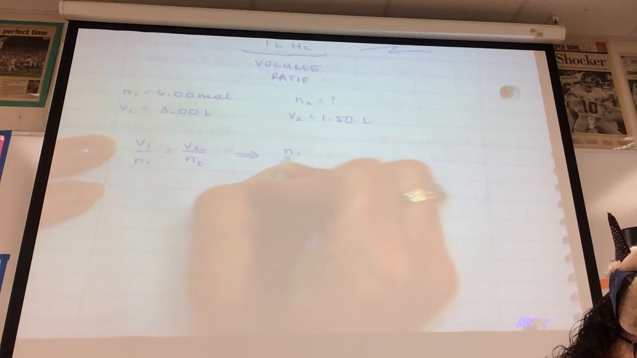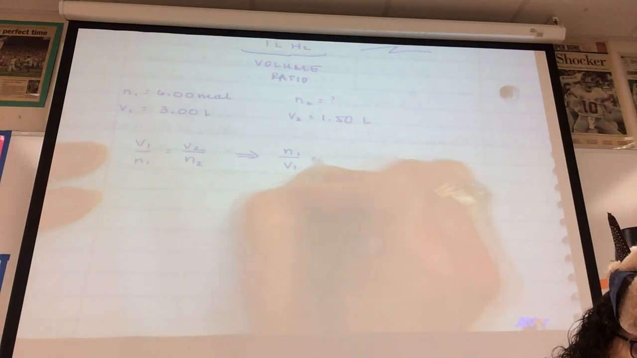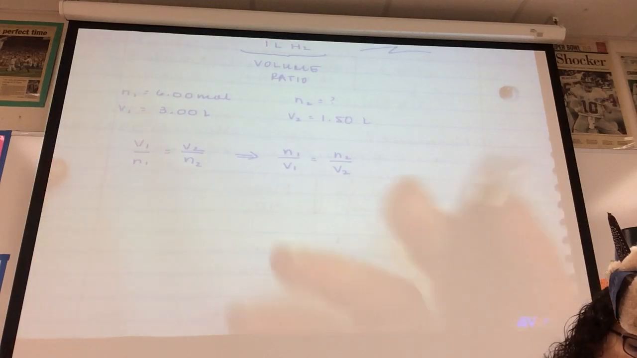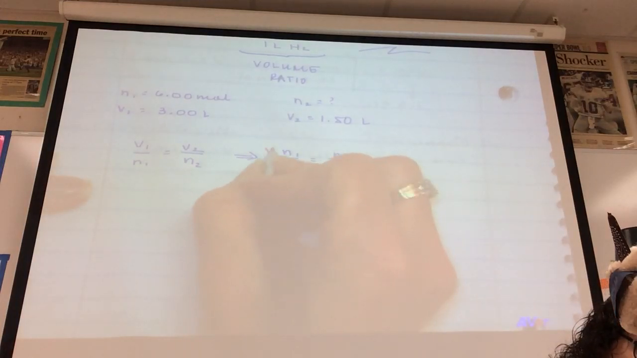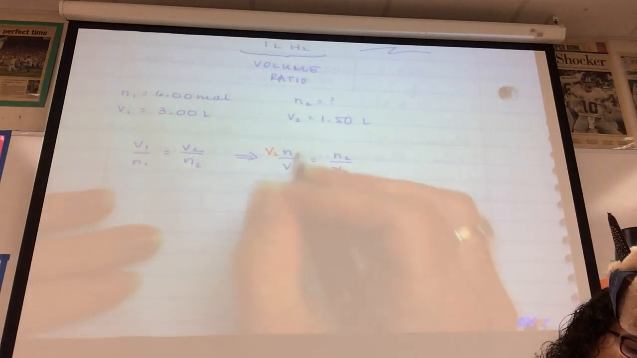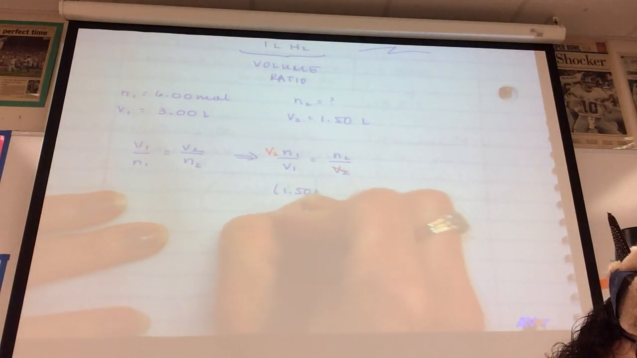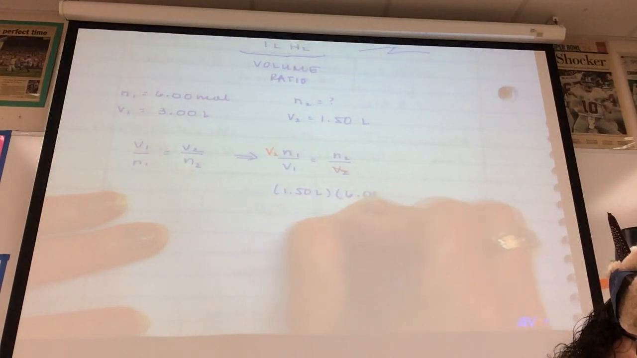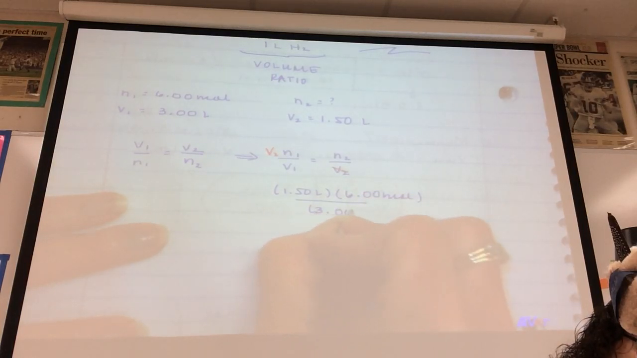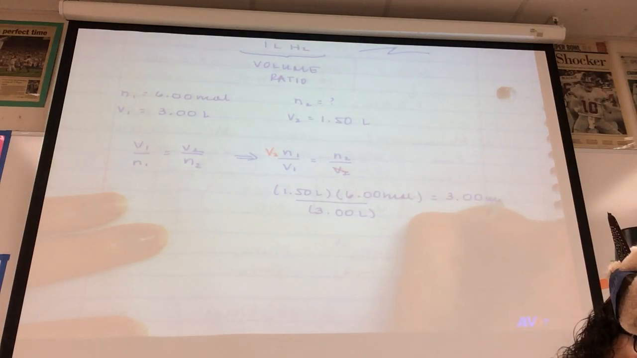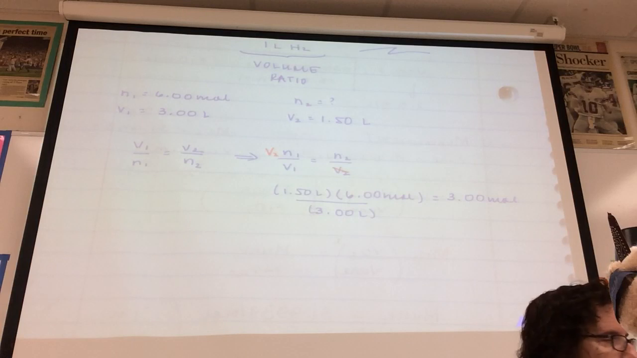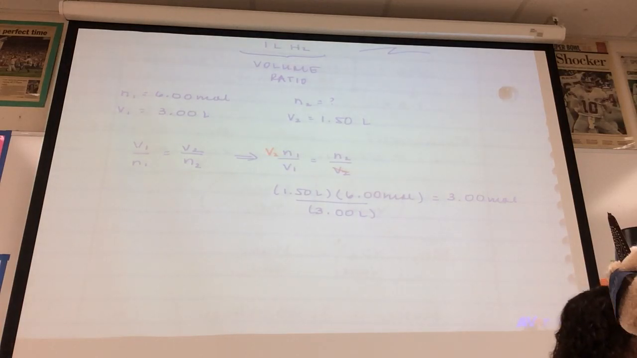Do a double reciprocal because you don't want to solve for something in the denominator. You're more apt to make a mistake. Variable manipulation you are strong at. You've got V2 is 1.50 liters, N1 is 6 moles over 3 liters, and again half of 3 is 3 moles, as we said previously. Very straightforward. Don't foresee any issue there.